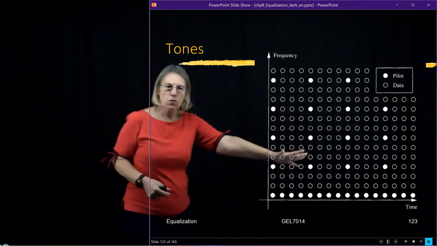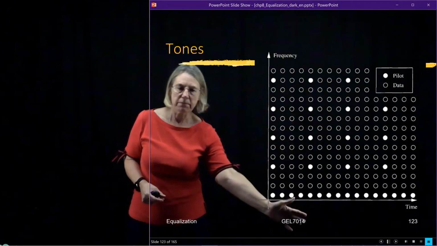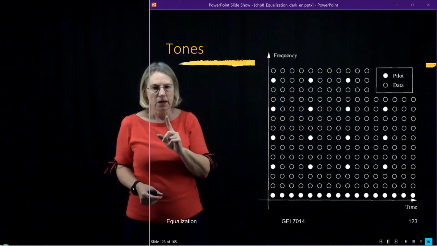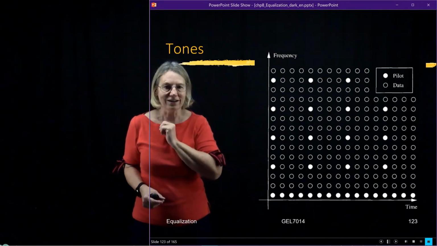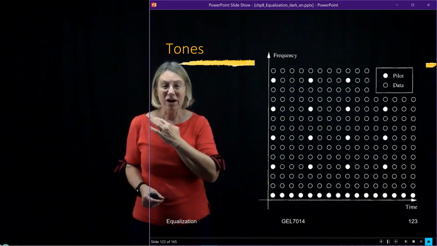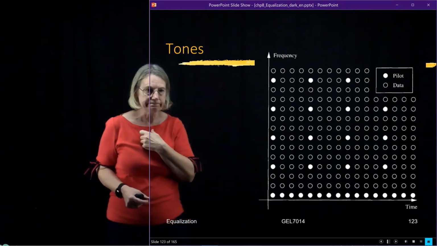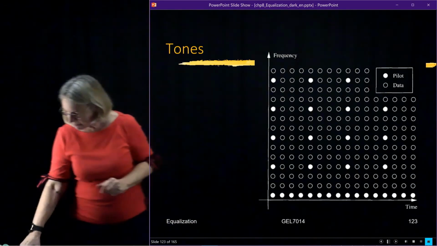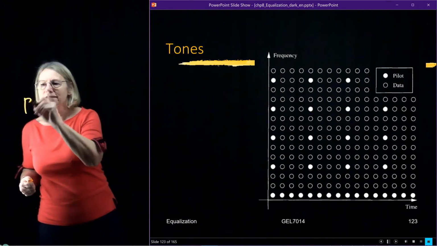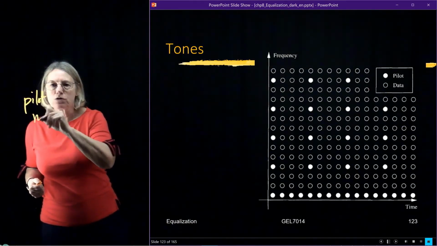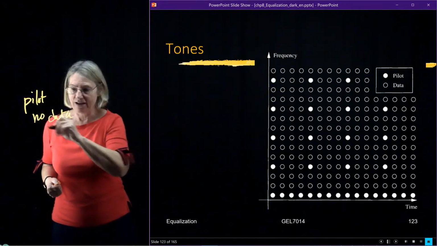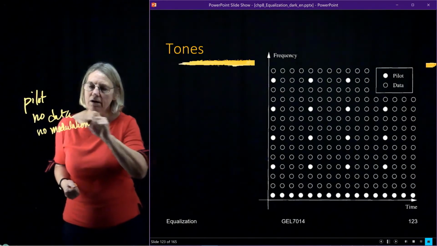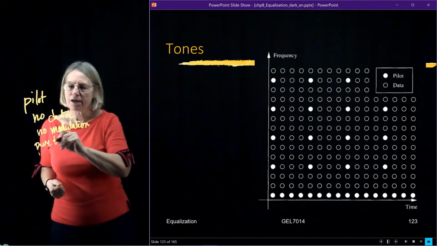So most of the squares in this time frequency domain plot are dedicated to data, but there are a few of them which I reserve for doing channel estimation. And this is a bit more explicit channel estimation. So I'm going to send a pilot. What does it mean when I send a pilot? It has no data on it, no modulation on it. It's just the pure carrier, a pure tone.